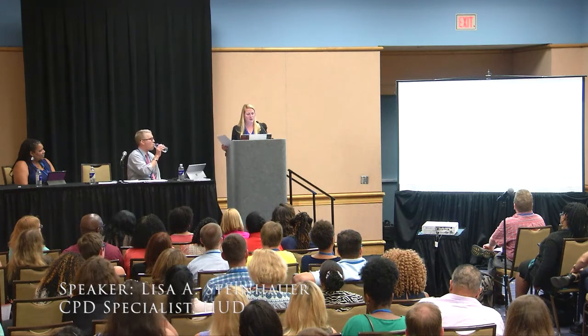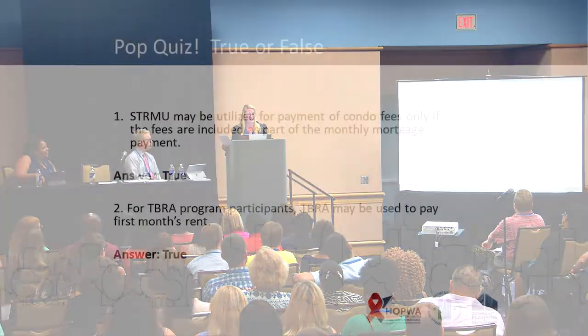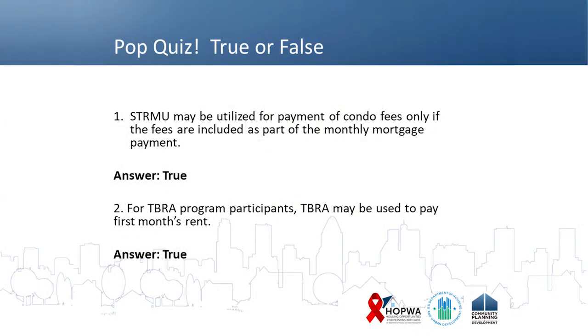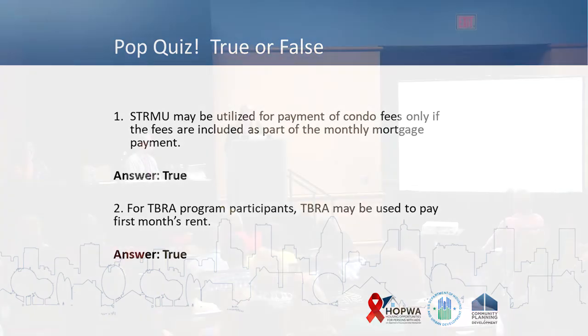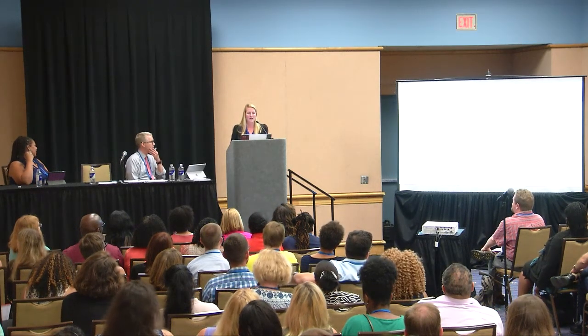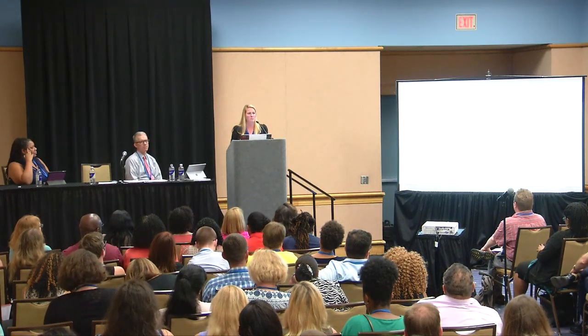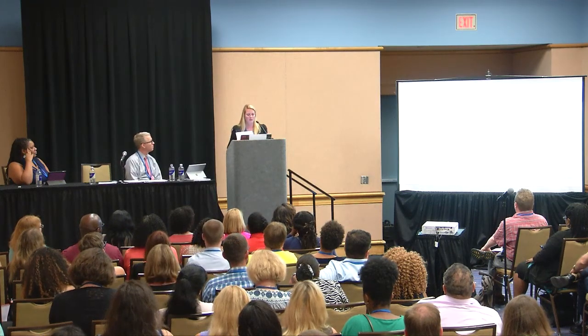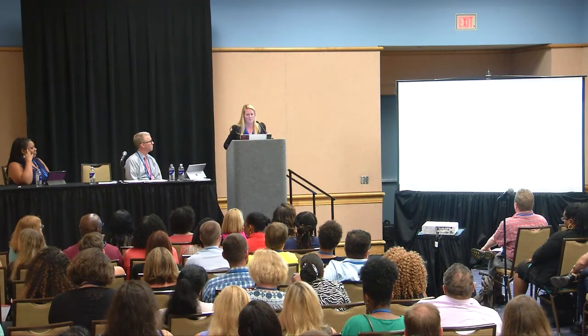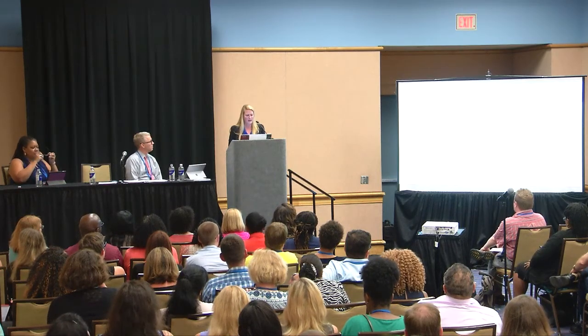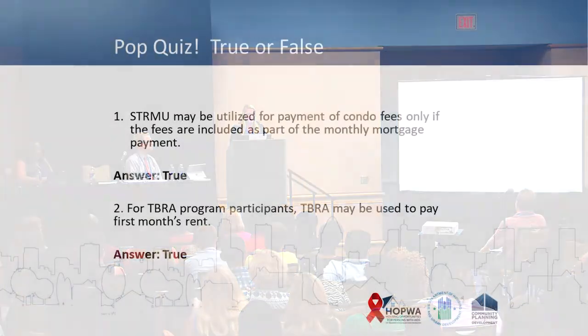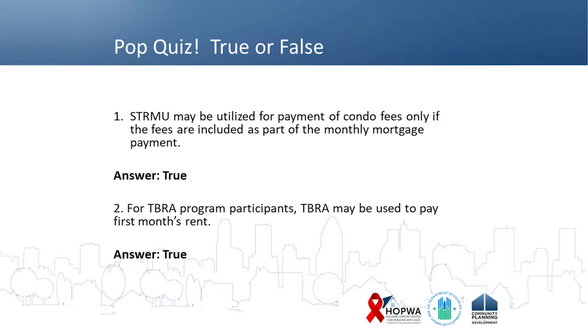All right, so true or false? STRMU may be utilized for payment of condo fees only if the fees are included as part of the monthly mortgage payment. You guys are so smart. I know, that's great. And this goes for taxes as well. So taxes should not be paid as part of STRMU unless they are part of that full monthly mortgage payment. All right, true or false? For TBRA program participants, TBRA may be used to pay the first month's rent.